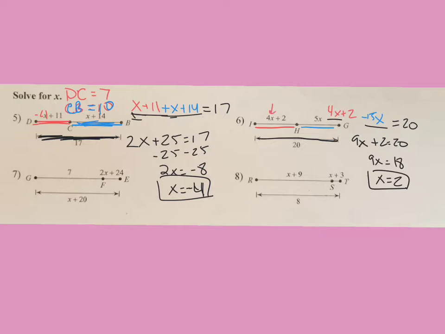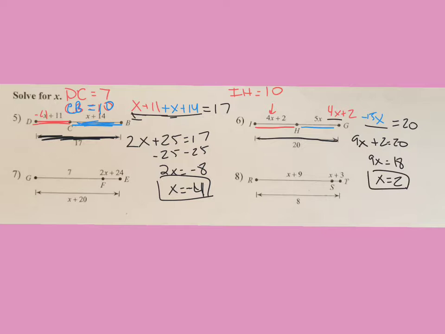I plug in 2 right here. I get 4 times 2 is 8, plus 2 is 10. So IH equals 10. I don't have to put the bar on top because I am given a measurement. I'm given an equal number. Right? If I didn't have that, I would have to put the bar on there when I'm talking about IH.